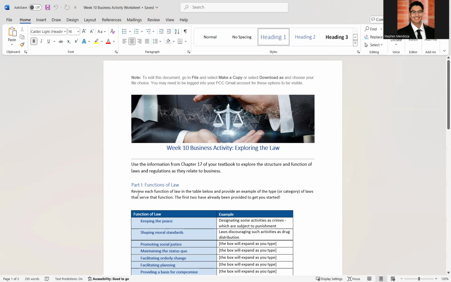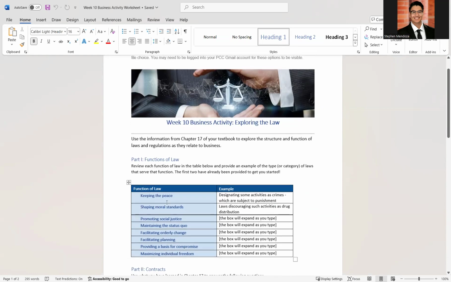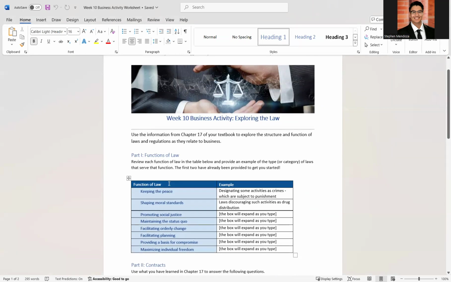Part 1, functions of law. Review each function of law in the table below and provide an example of the type or category of laws that serve that function. The first two have already been provided to get you started.